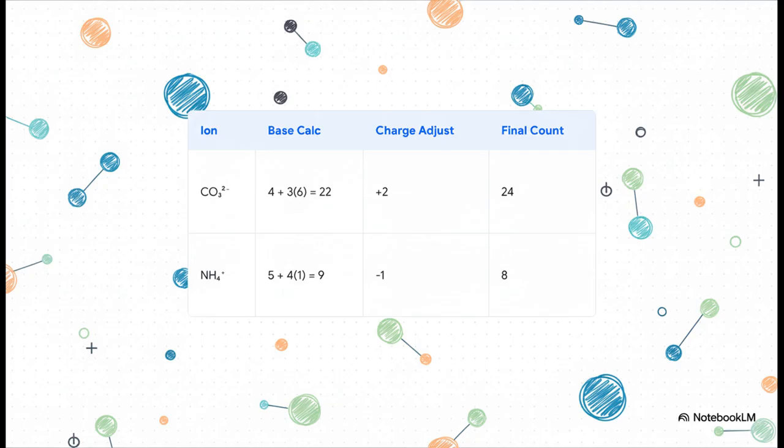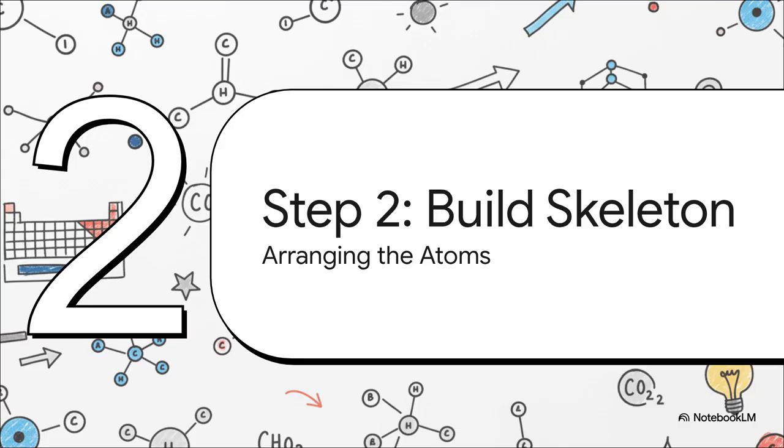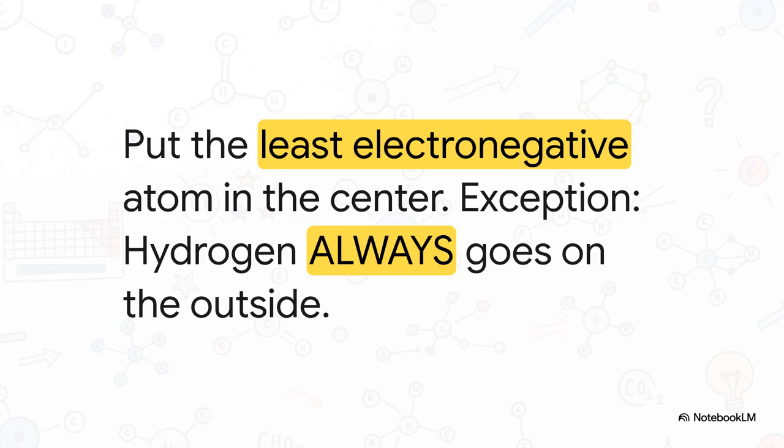Easy enough, right? Okay, we've got our electron budget. We know exactly how many we have to work with. Now we need the actual blueprint. It's time to arrange the atoms and figure out who goes in the middle and who's on the outside. So here's the main rule of thumb. The least electronegative atom, that's the one that's the least grabby for electrons, usually gets to be in the center.